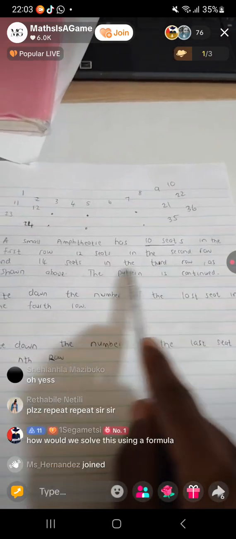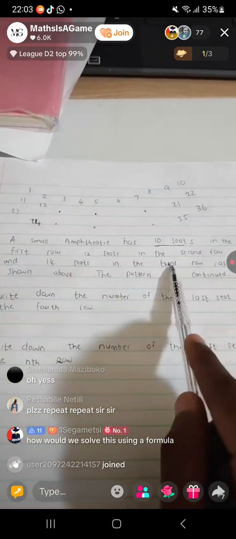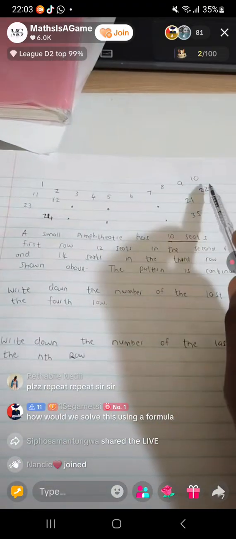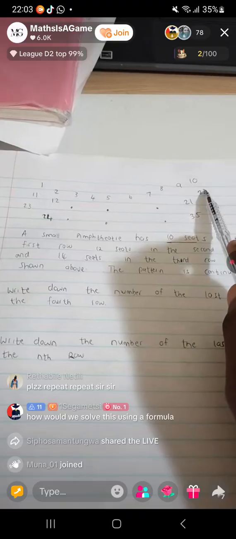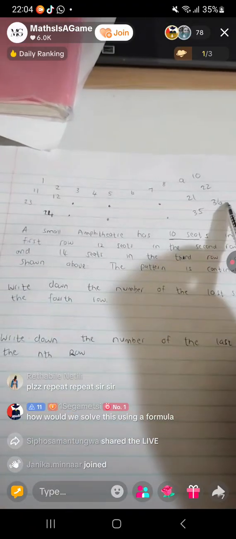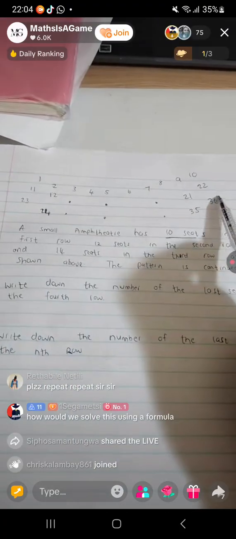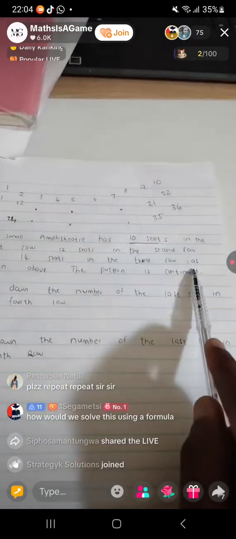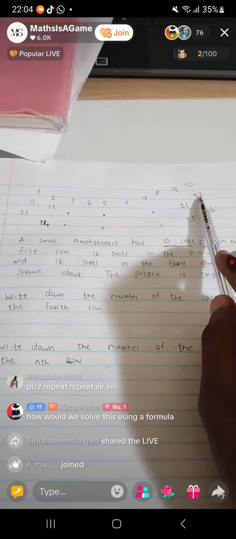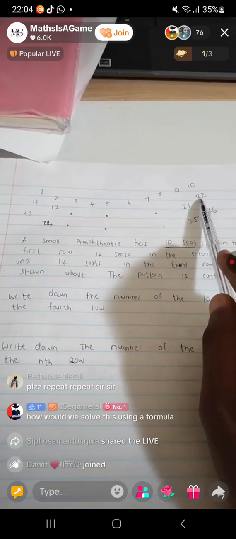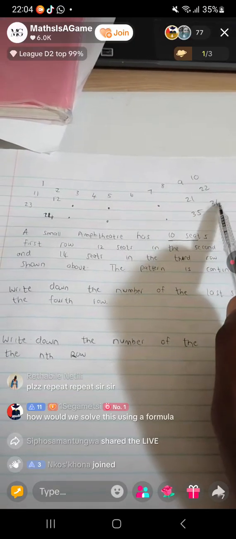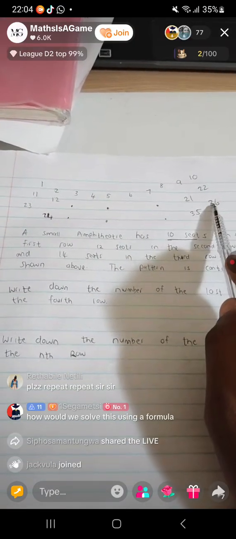Then it says further, and 14 seats in the third row. So in the third row, from the 22nd seat, we add 14 seats, and then that gives us 36 seats in this row. I mean, we're going to add 14 seats to 22, and then we are basically going to get the 36th seat as the last seat in this row.